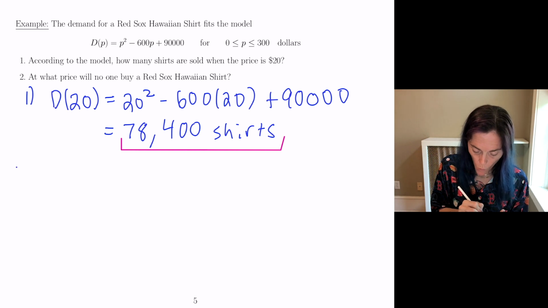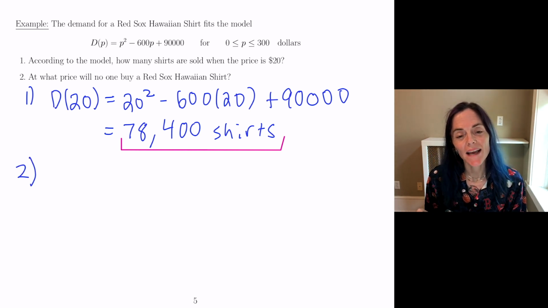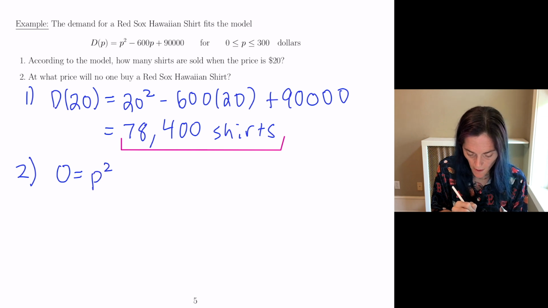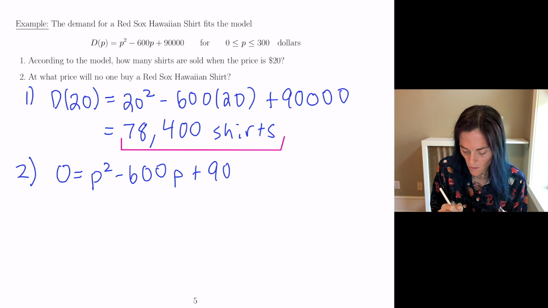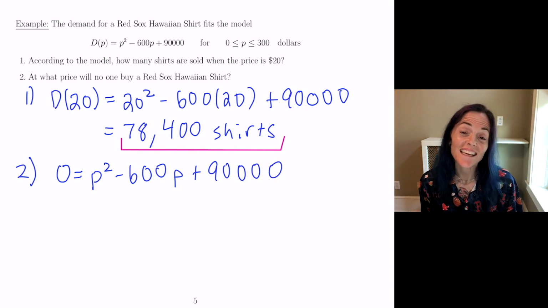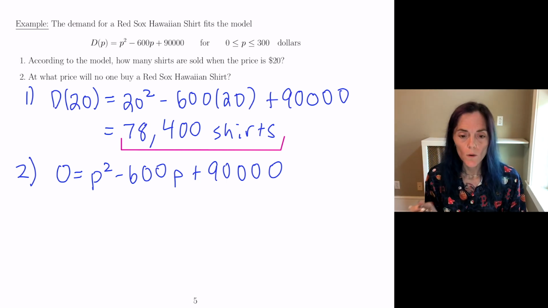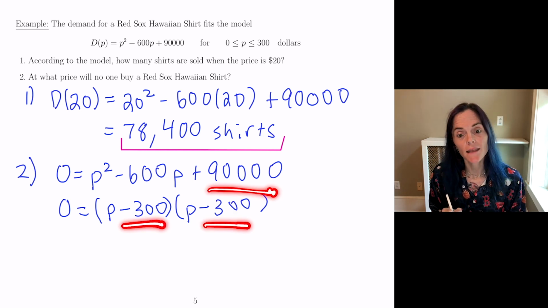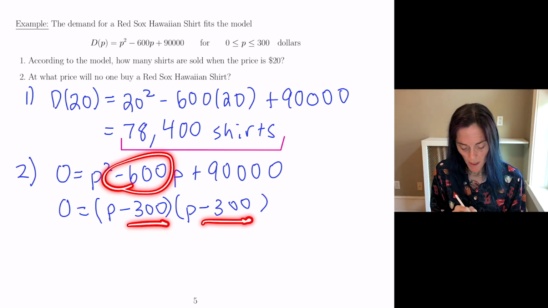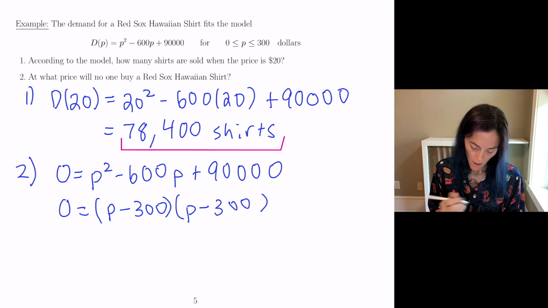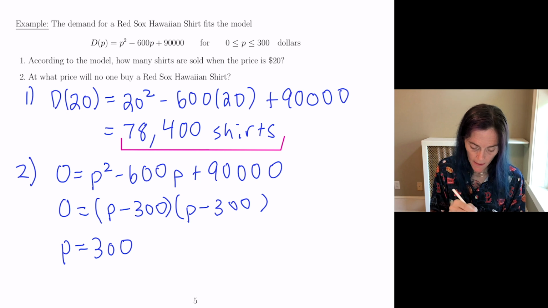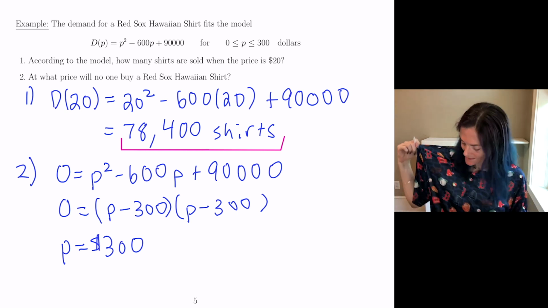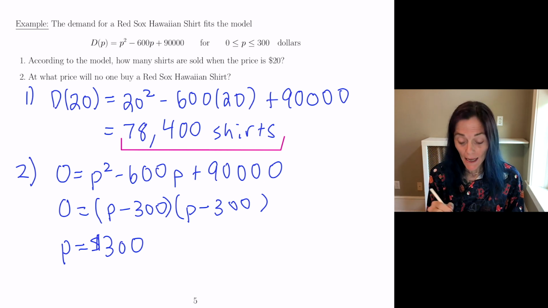Okay. Next question. At what price will no one buy a Red Sox Hawaiian shirt? Well, that would say the demand is 0. So we can set 0 to be P squared minus 600P plus 90,000. Okay, you really have two choices here. You could use the quadratic formula. You can also try to factor. What I observe looking at this, minus 300 times minus 300 gives us 90,000. Moreover, minus 300 plus minus 300 gives us minus 600. So we have factored correctly. Well, we have one solution here, which is when the price is 300. And this one is in dollars. So if the Red Sox wanted to charge $300 for this beautiful shirt, no one would buy it, at least according to this model.